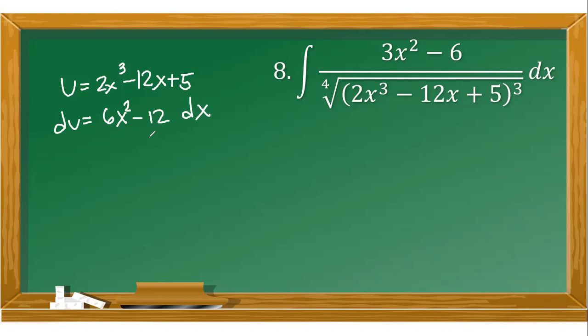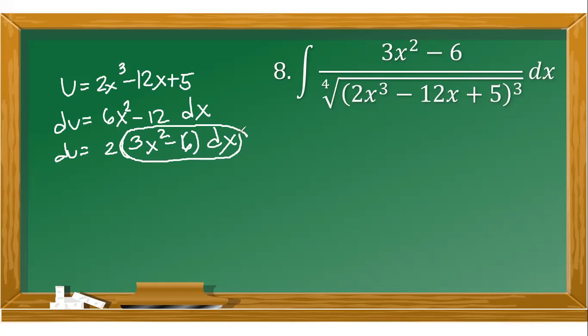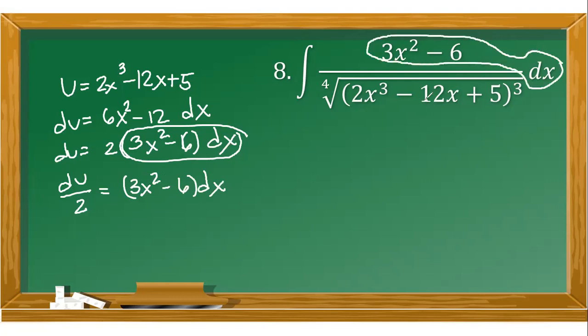So to match that form, for our du, we can take out the 2. Okay? So that is 3x squared minus 6 dx. Okay? So we see 3x squared minus 6, and that is equal to du over 2. Okay? So dividing both sides by 2, du over 2 is equal to 3x squared minus 6 dx. So this, we can replace with du over 2.